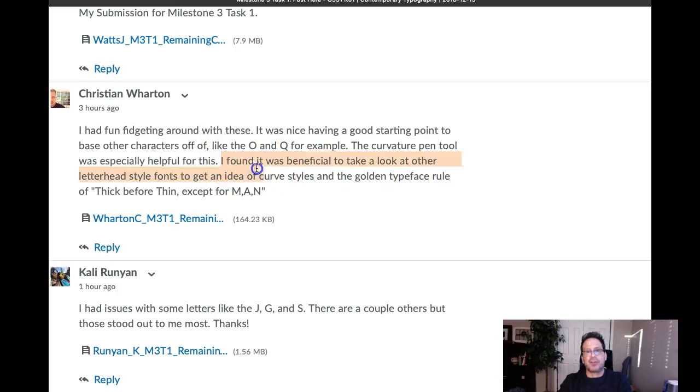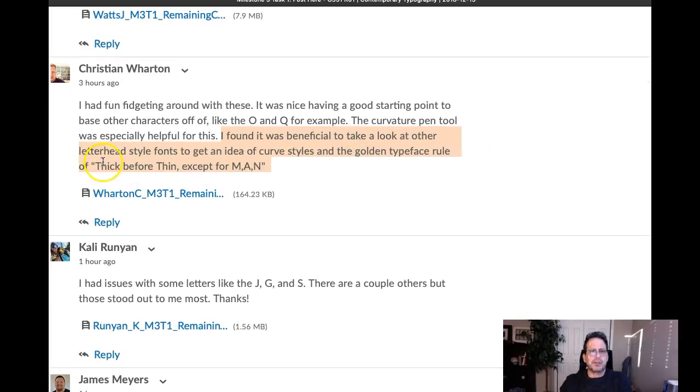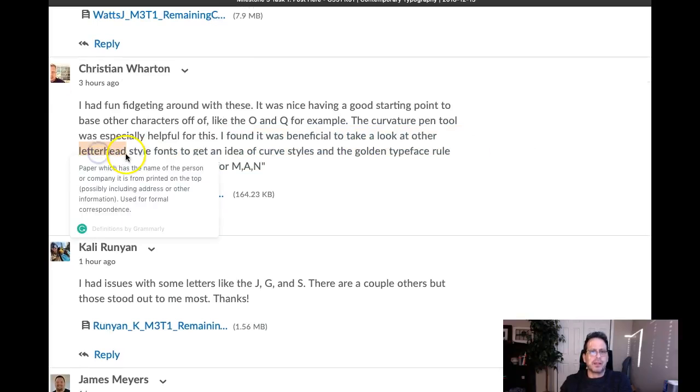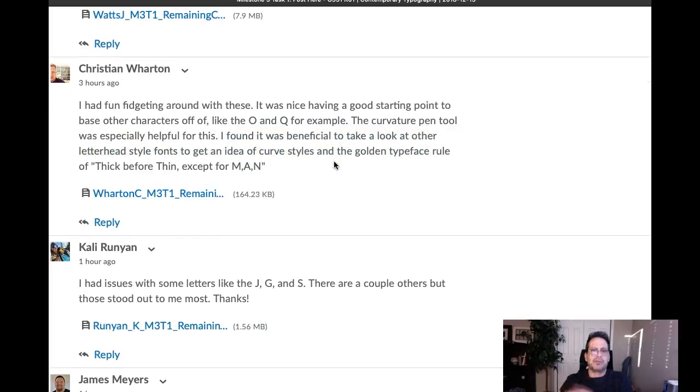And also, this is smart. I think it's beneficial to take a look at another letterhead style. I'm sorry, another letterhead style. I think you meant letter form style. Letterhead is what we write letters on. Letter forms are the way that letters look. So I think what you're saying is I found it beneficial to take a look at other letter form style fonts to get an idea of curved styles, etc. So that's fantastic. And again, that's visual research, perfectly acceptable.